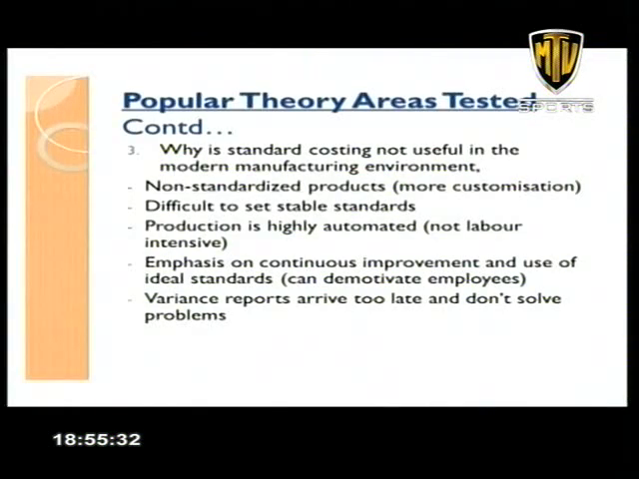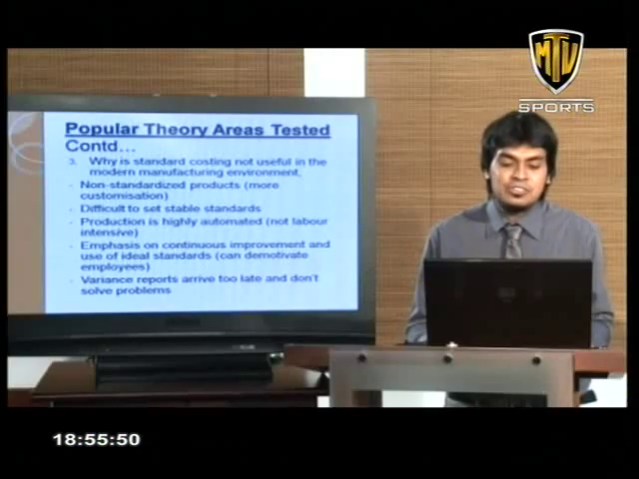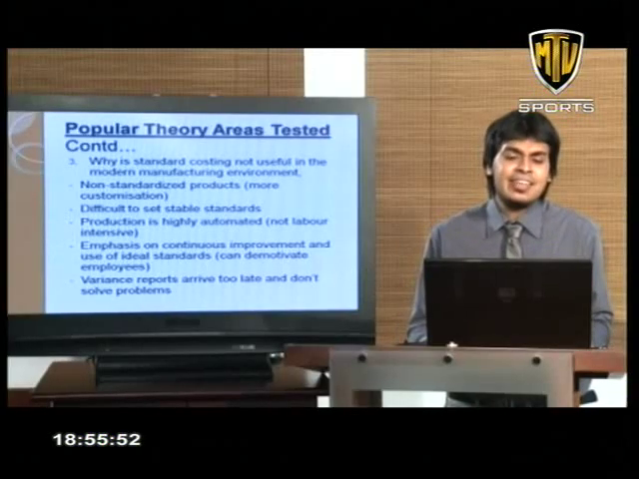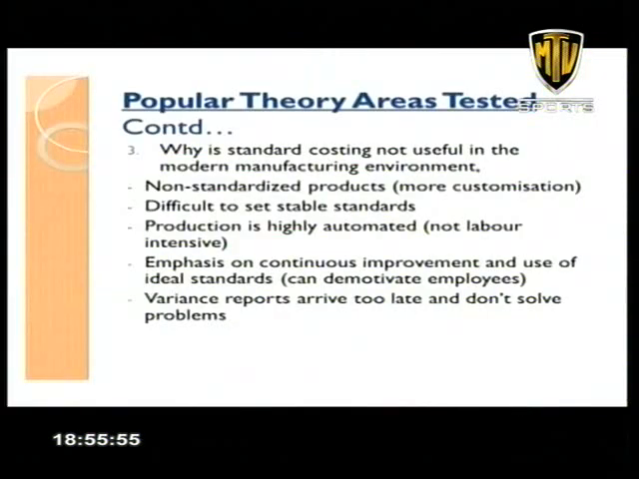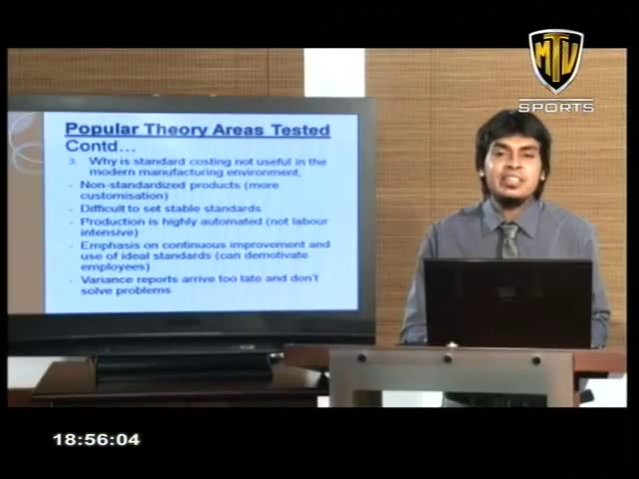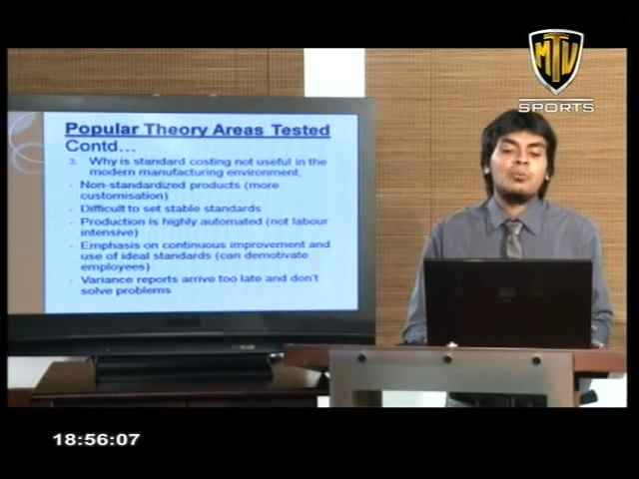And then nowadays there's an emphasis on continuous improvement, meaning you're always given a challenging standard. So in a real scenario, what is essentially happening is you're setting what are called ideal standards, where you're not leaving any room for some kind of tolerance. So that leads to demotivation. And then in the case of standard costing, your variance reports sometimes arrive too late and they do not essentially solve your problems. So what you just get is reports, maybe they don't essentially solve your problems.